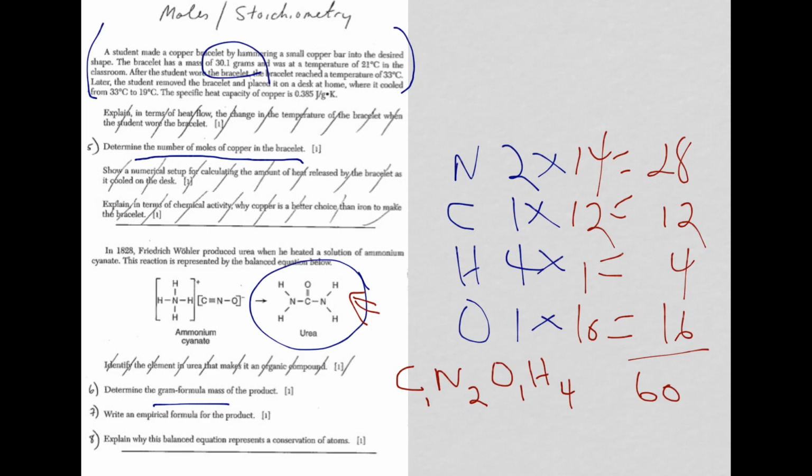And then finally for question 8, it says explain why this balanced equation represents conservation of atoms. Well, when you balance equations, the number of atoms of the different elements you start with, you have to end with. So all it is, the bonding gets rearranged. So you just have to say something like that: the atoms of different elements you start with, you end with. The bonding is just different.